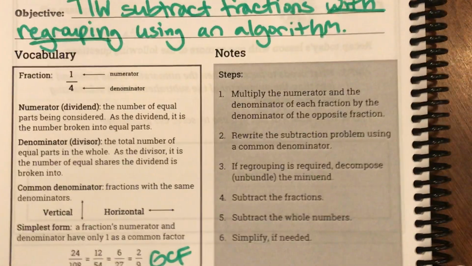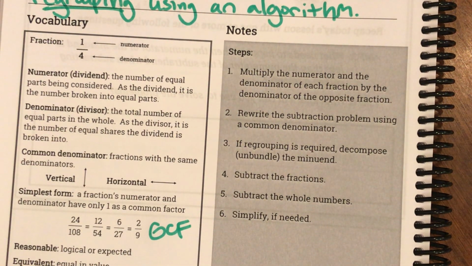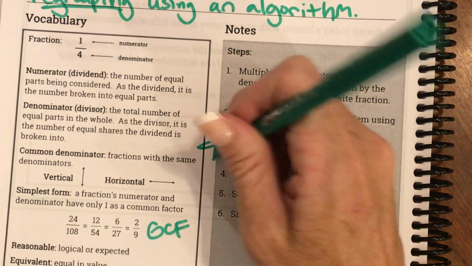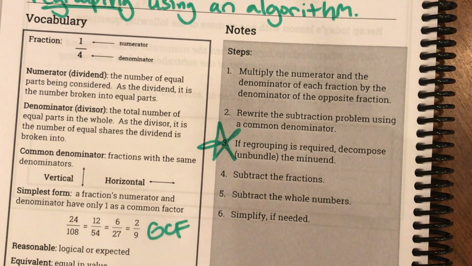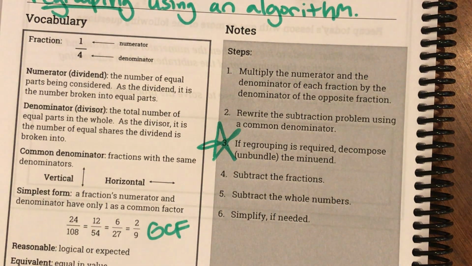Okay, so let's look at our steps. Our first step says we're going to multiply the numerator and denominator of each fraction by the denominator of the opposite fraction. And we did this a few lessons ago. Then we're going to rewrite the subtraction problem using a common denominator. Here's the new step. If regrouping is required, we need to decompose. This is where we're going to get into the borrowing. So when we did the area model, we had to take one of the wholes and cut it up.